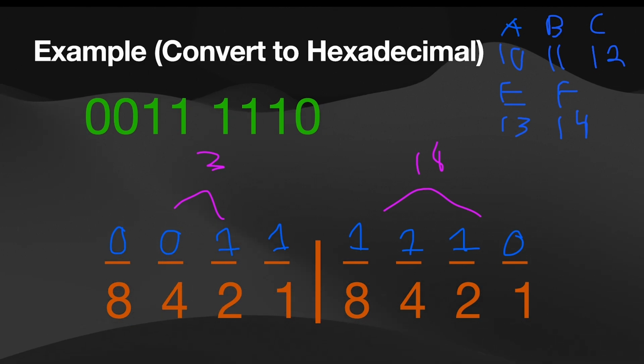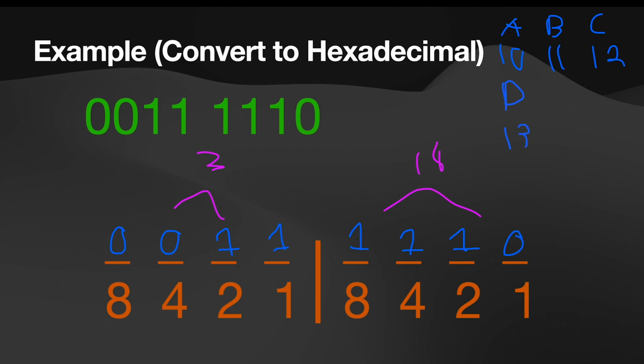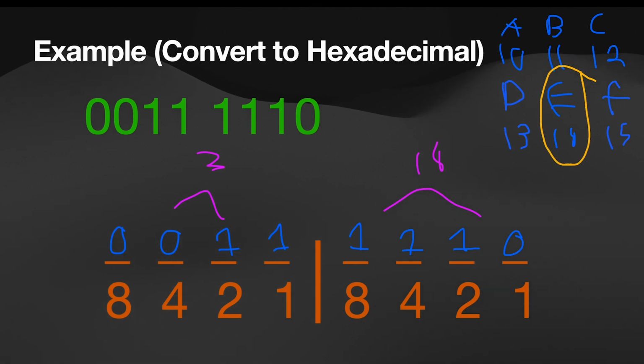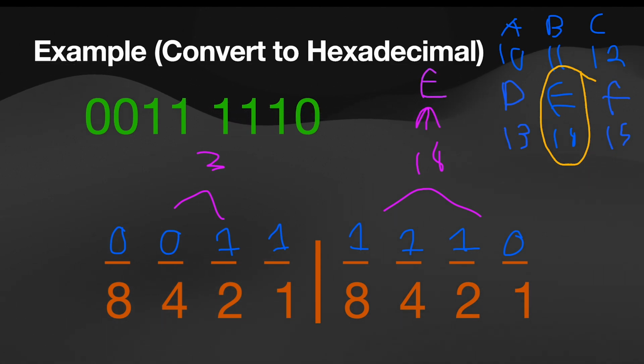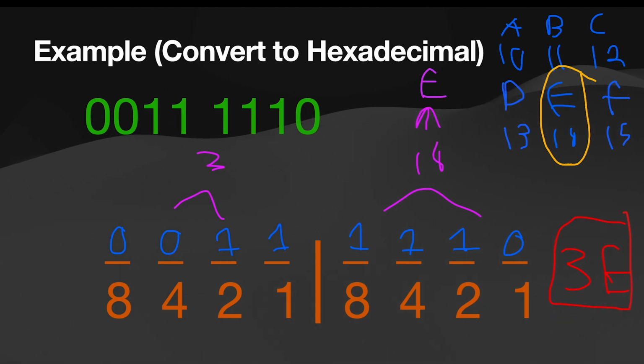Wait. Oh, no. I don't know how to do the alphabet. So D is going to be 13. I missed D there. E is going to be 14, and then F is 15. So this is the letter we need. So 14 is going to be E. So our final answer is going to be 3E. Right there. So pretty simple. Just remember your alphabet, unlike me.